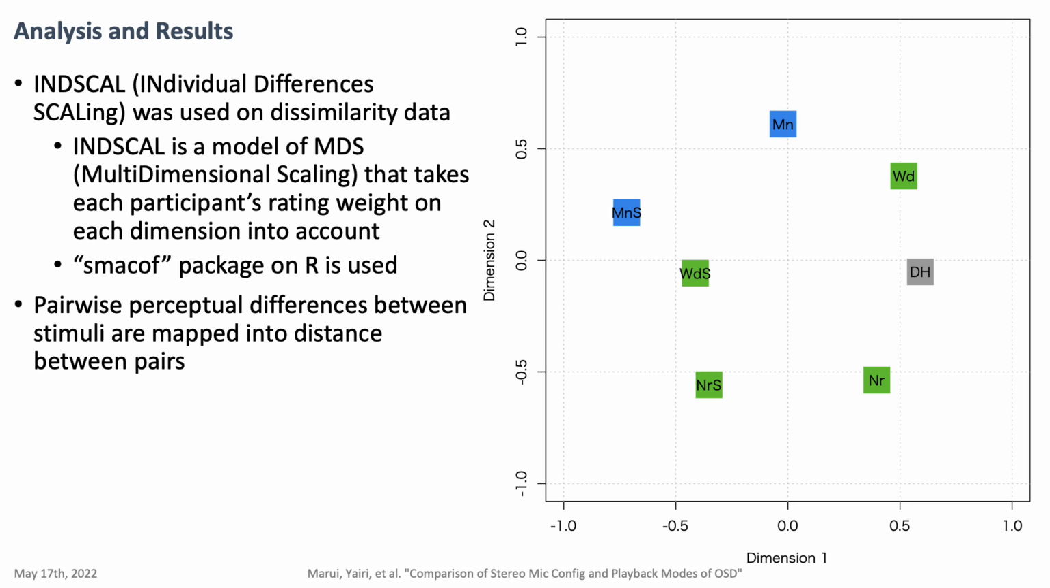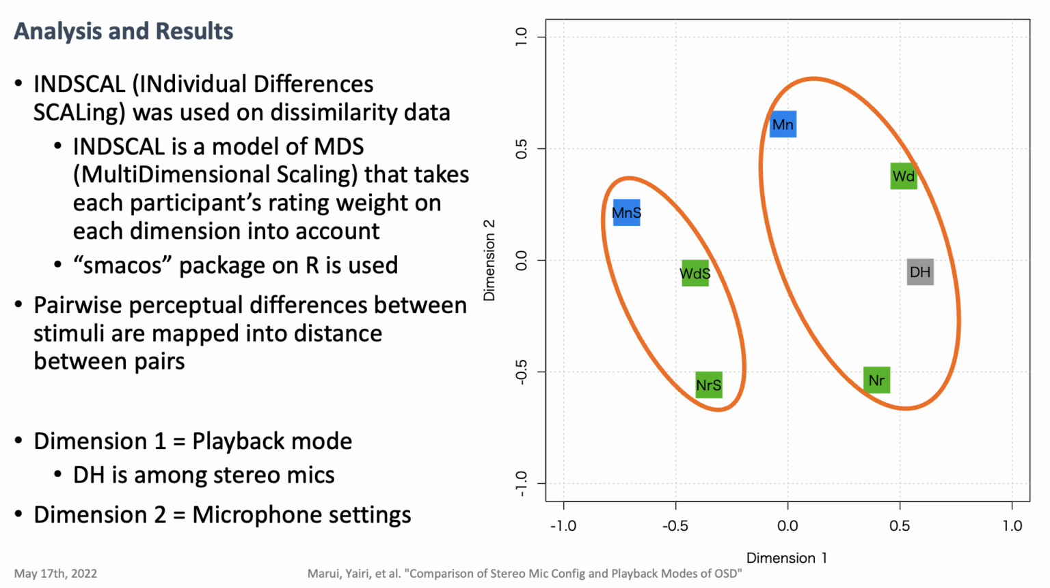Pairwise perceptual differences between stimuli are mapped into distance between pairs. So, closer the symbols are, closer their impressions are. Dimension 1 seems to be related to playback mode, that is, with or without loudspeaker simulating filter. To our surprise, dummy head is among stereo microphones. We thought binaural recording will be mapped far from the other stereo recordings. Microphone settings are aligned along dimension 2.